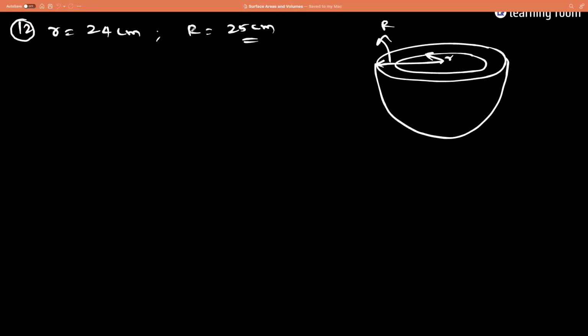So we have one diameter like this. Capital R is 20 centimeter. Right. So where will you paint it? Only the external part. Right. So how to calculate the total surface area of the vessel? Okay, these are the diameters, small d and capital D.